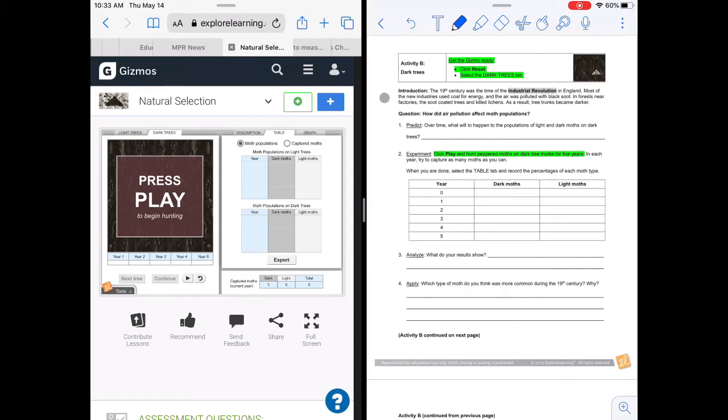And why do you think that is? Think about camouflage. Think about how you were able to capture the moths. Think about what your data shows you. Which ones were more common?